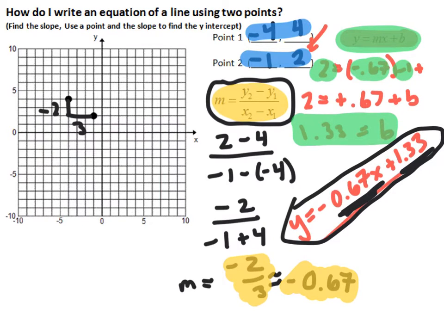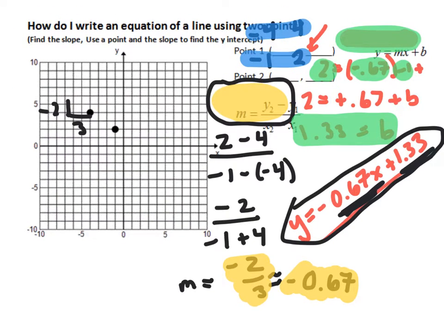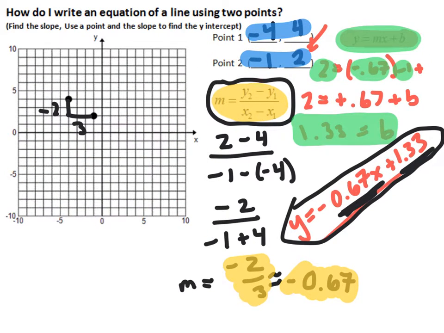You can look back here now. If I was to graph that line, I think you would see that it would cross not at 2, but somewhere between, and we found out that it would cross at 1.33.